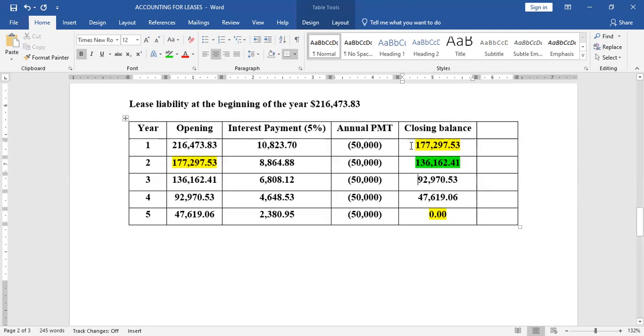That which was paid from the 177,297 will actually reflect the current liability. If you heard my explanation properly, I said the non-current liability at the end of the year is 177. And this 177 is being split into two, current and non-current liability. But the total lease liability at the end of the year is 177,297.5.